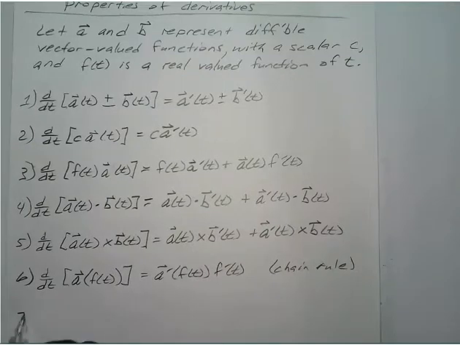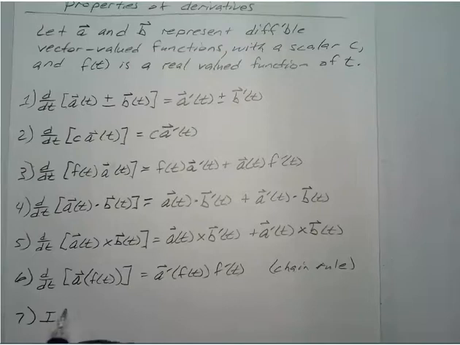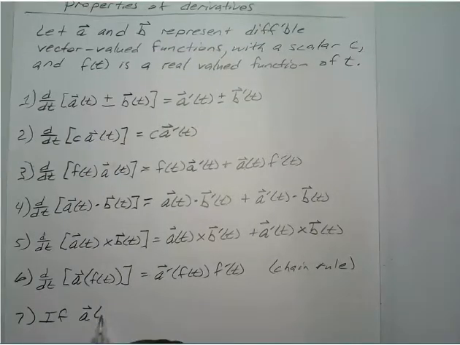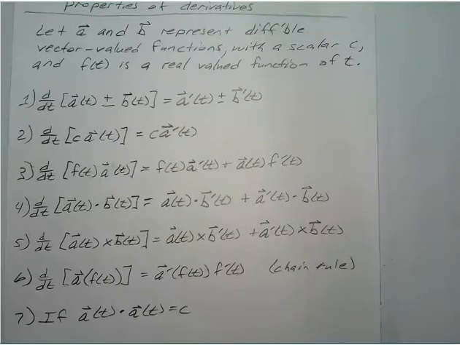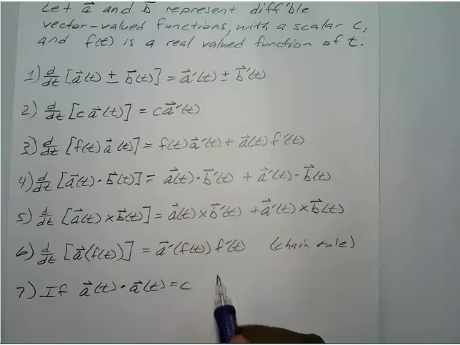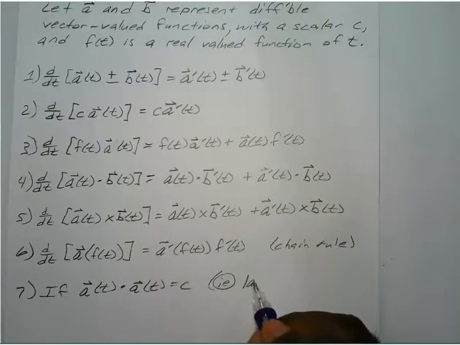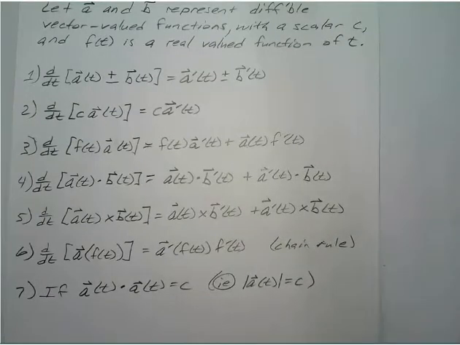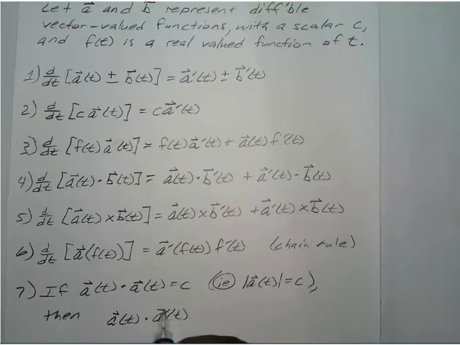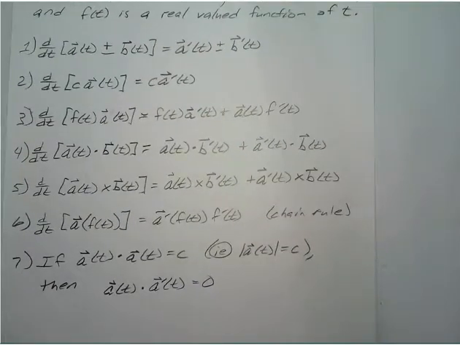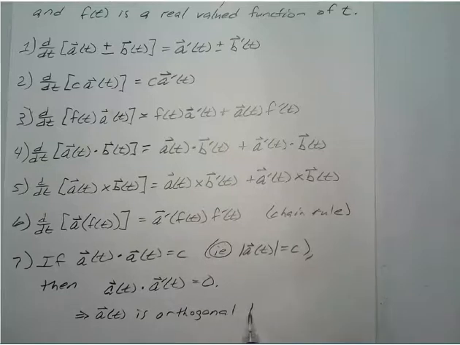All right, and last but not least, we know that if the dot product of a and itself is equal to a constant c, or in other words, the magnitude is equal to c, then we know that the dot product of a and the derivative is equal to 0. In other words, it's saying that the a vector is orthogonal to its derivative.